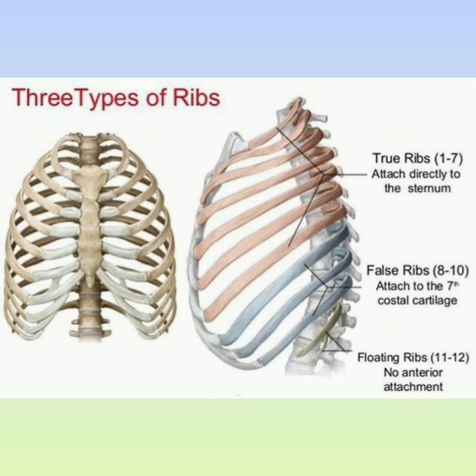The 8th, 9th, and 10th ribs, dorsally they are attached to the thoracic vertebrae, and ventrally they are attached to the cartilage of the 7th rib.